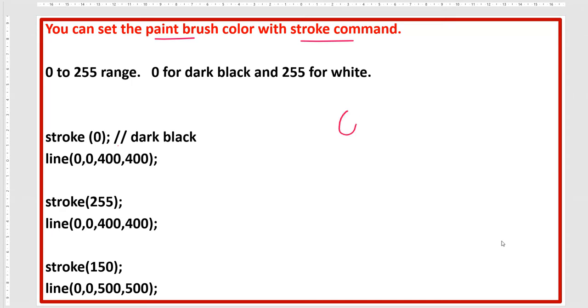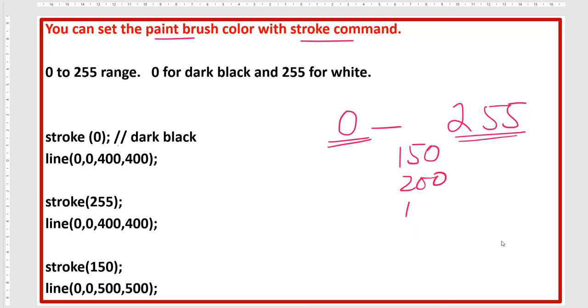So the color range is between 0 to 255. 0 means dark black and 255 means white, and here I have written for you as well, 0 for dark black and 255 for white. Whatever number you use between these two, 150, 200, 175, there will be a grayish shade, gray color. So far in this lesson we are between 0, black and white. In the next few lessons we will discuss other colors as well.